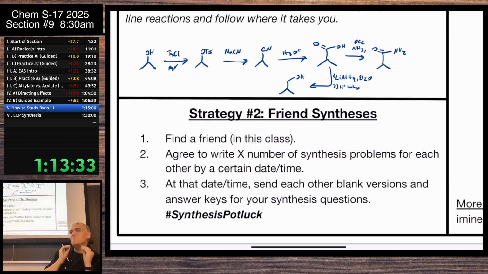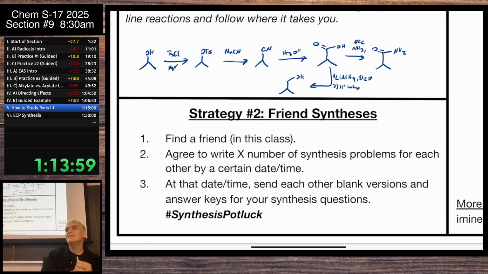I think one of the best ways to study for synthesis, because you can't just look up more problems online, because every OChem class has a different set of reactions for synthesis, and there are no other classes that use exactly our set. So the only other people who know what you are going to be tested on are the people in this class. So find a buddy or 2, be like, hi, we are gathered here today to exchange synthesis questions.